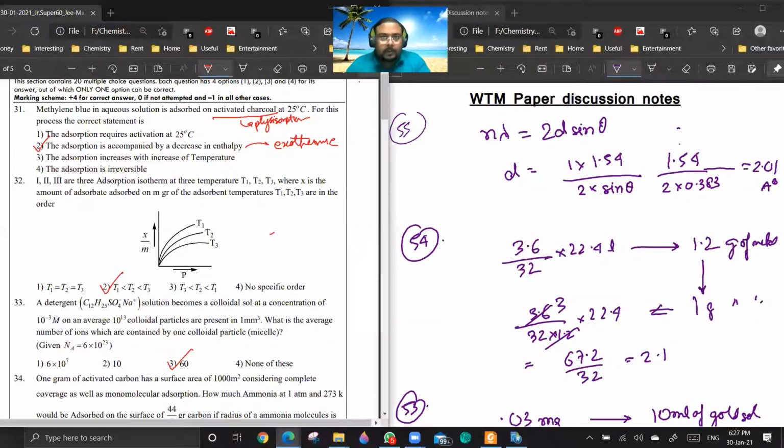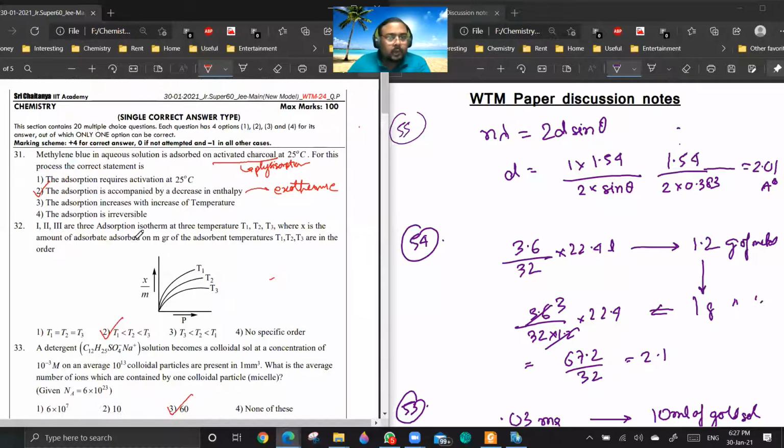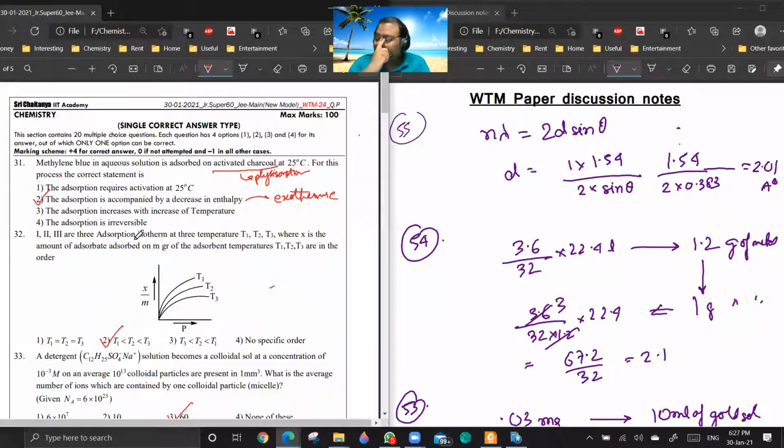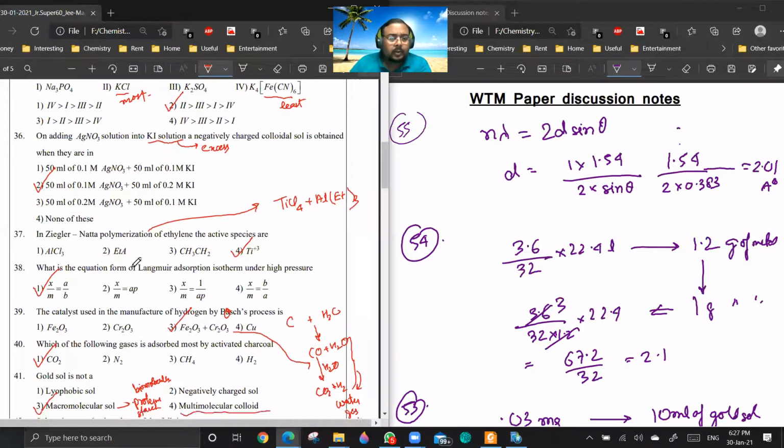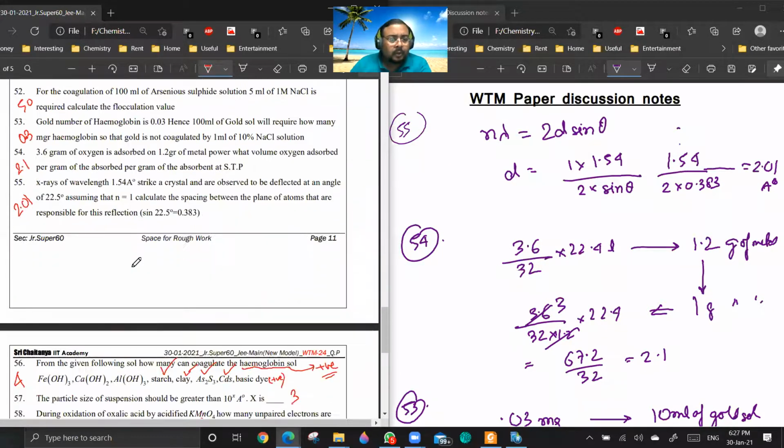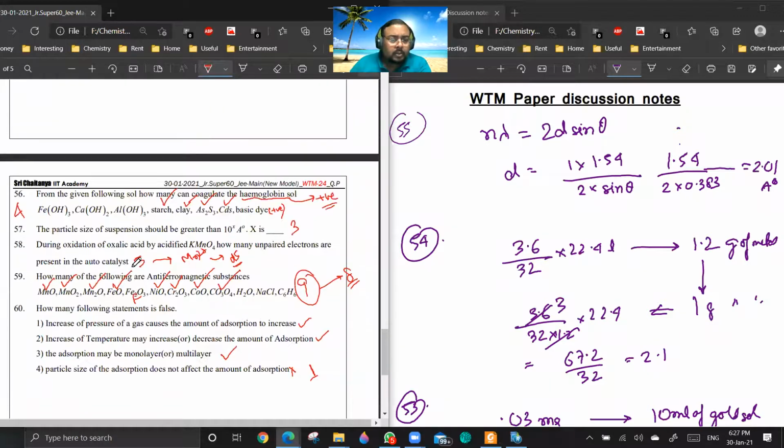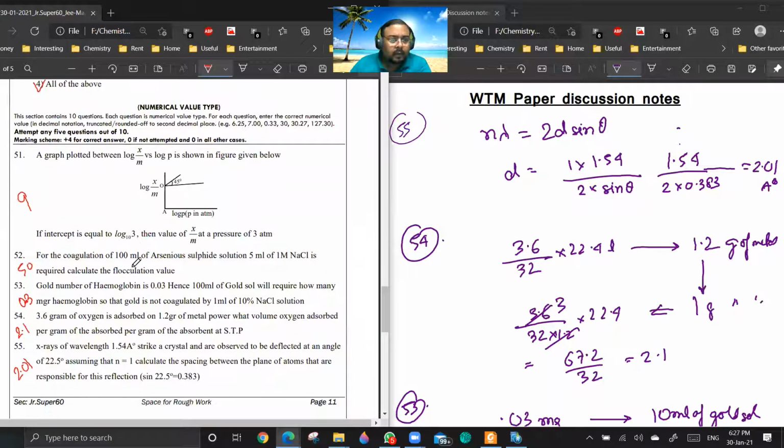Okay, so good evening, people. Today we are going to discuss WTM24, which is based mainly on surface chemistry and a bit of solid state, especially the vacancies and defects and electrical and magnetic properties. So this is the paper which is in front of you. Okay, so as usual, we'll be starting our discussion with numerical value type.